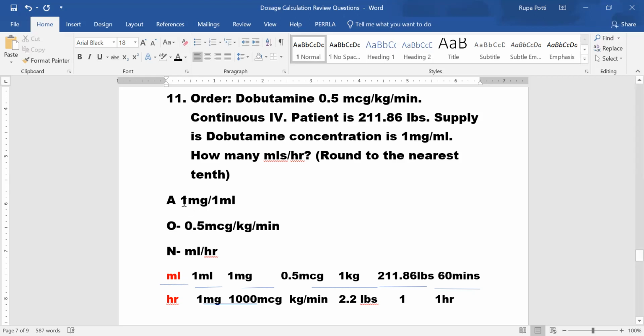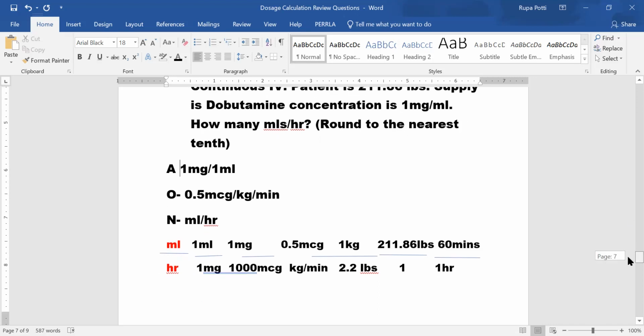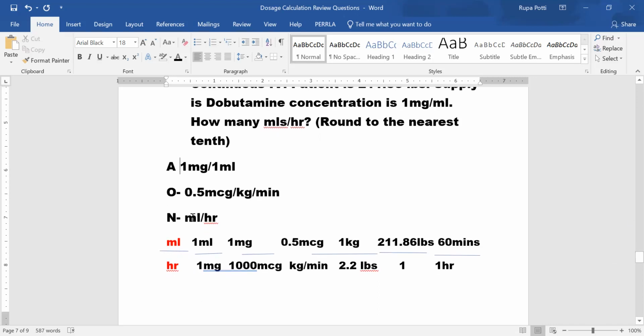with your AON. What is it that you have available? What is the order? And what is it that you need? So when you're looking at what is available, it is your concentration. So you have 1 milligram per 1 ml. That is your concentration. And your order is 0.5 micrograms per kilogram per minute. That is your order. What is it that you need? You need mLs per hour. So that is what you're going to write down, and you're going to start your problem with ml per hour because that is what you need. After you cancel off all the units, you need to have ml per hour remaining.